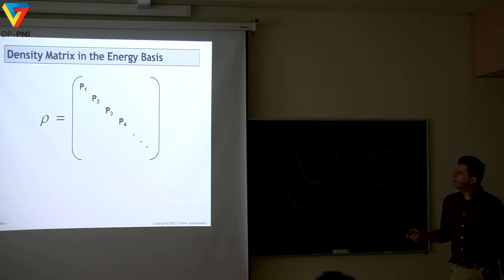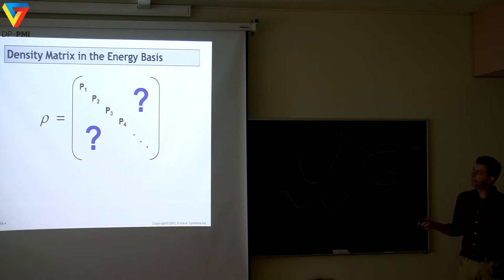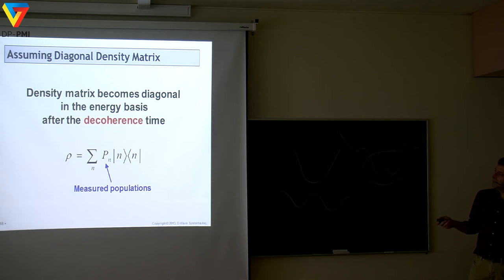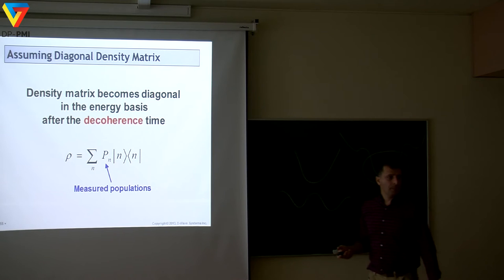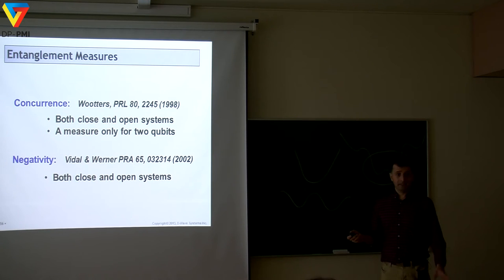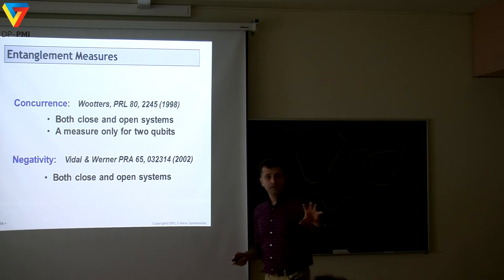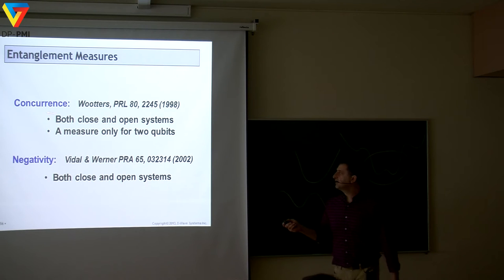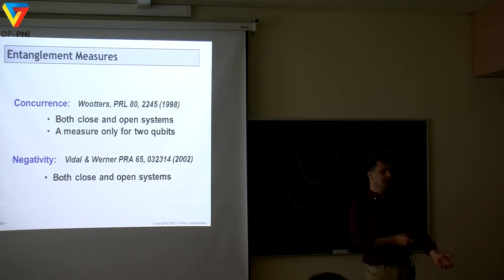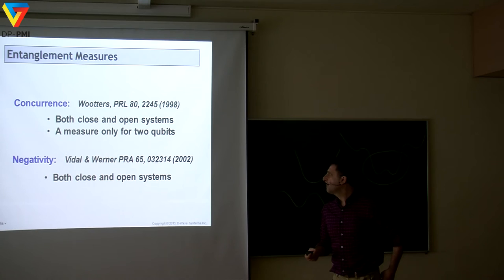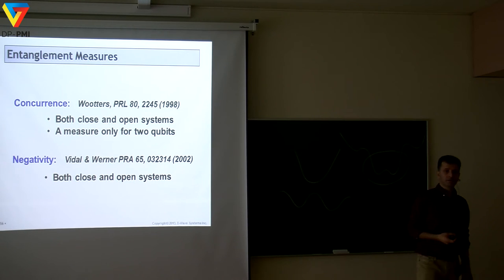Now, if we assume that the off-diagonal elements are zero, that's the first thing we do. Assume that the off-diagonal elements are zero, and that the density matrix is diagonal, then we can write down the density matrix as a diagonal entity in the energy basis. And if you write down the density matrix, then you can use it to calculate some known measures or witnesses of entanglement. Some of them are, for two qubits, concurrence. Concurrence is the most well-known measure of entanglement for two qubits, which works for both open systems and closed systems.